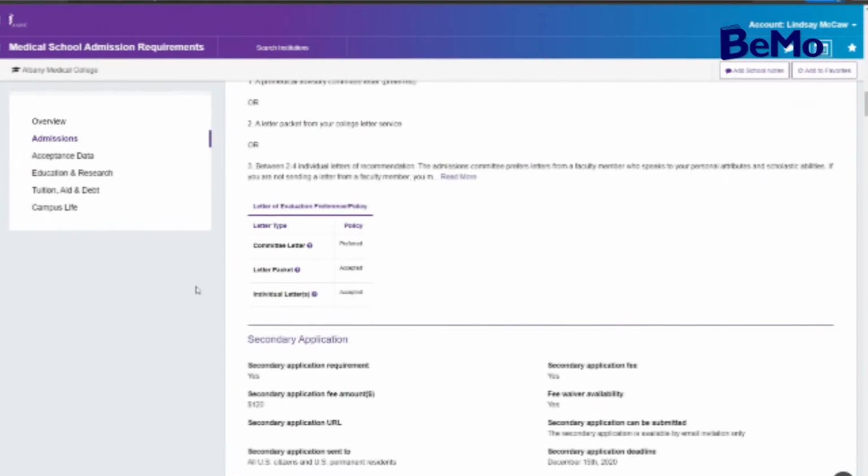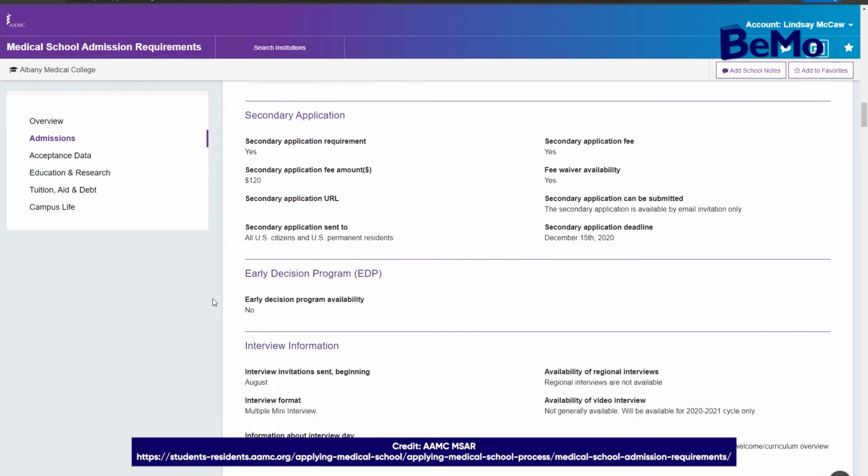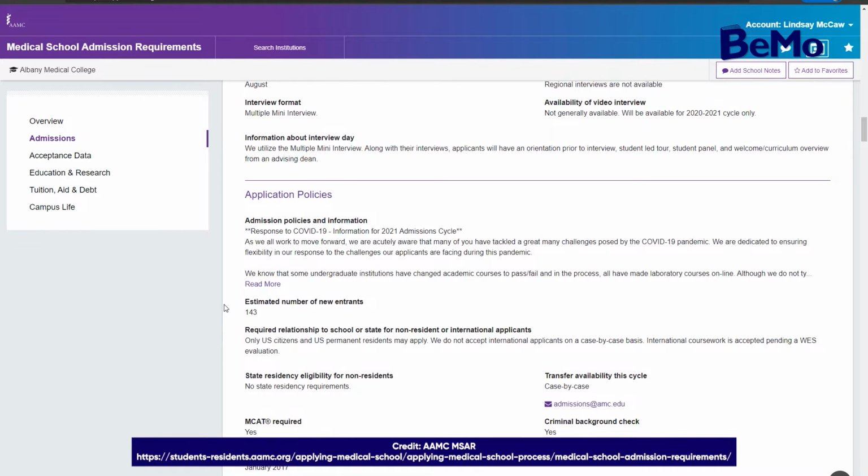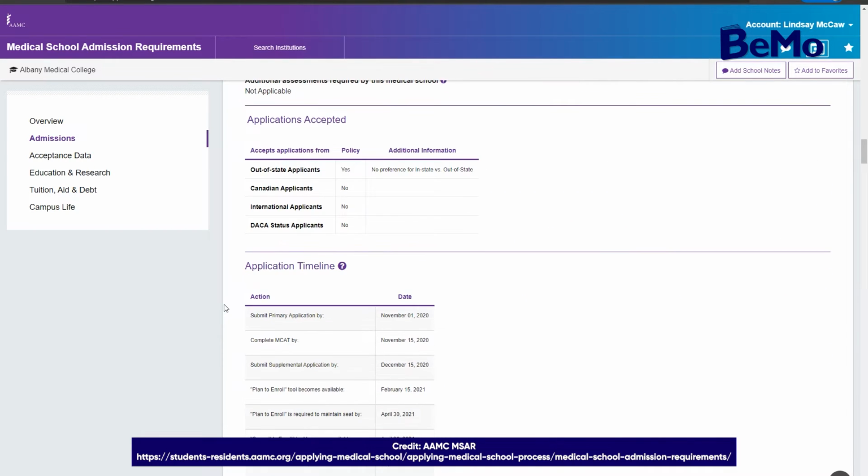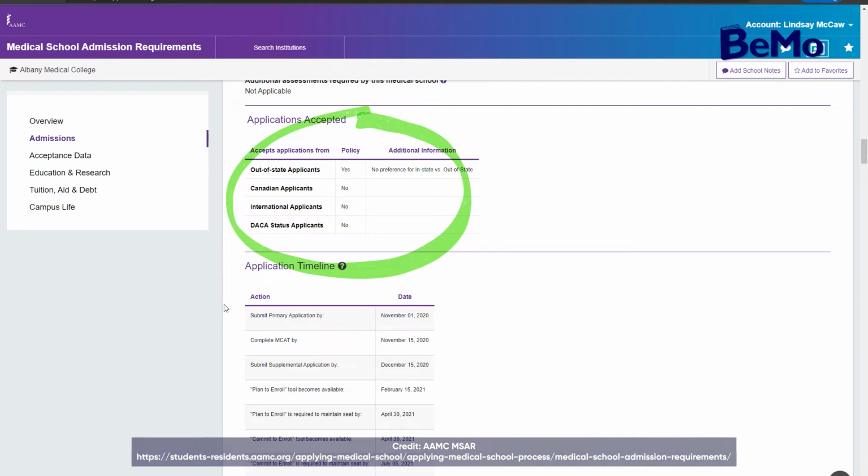If you're an out-of-state applicant, it's important to know if the schools that you're applying to accept non-residents. There are many out-of-state friendly medical schools in the United States, but there are some that don't accept non-residents at all. MSAR will give you a detailed breakdown of whether a school accepts out-of-state applicants, whether they review non-residents applications on a case-by-case basis, or whether residency plays no role in your chances of acceptance. Keep in mind that private medical schools don't care if you're an in-state or out-of-state applicant. So non-residents tend to have higher chances in private schools.